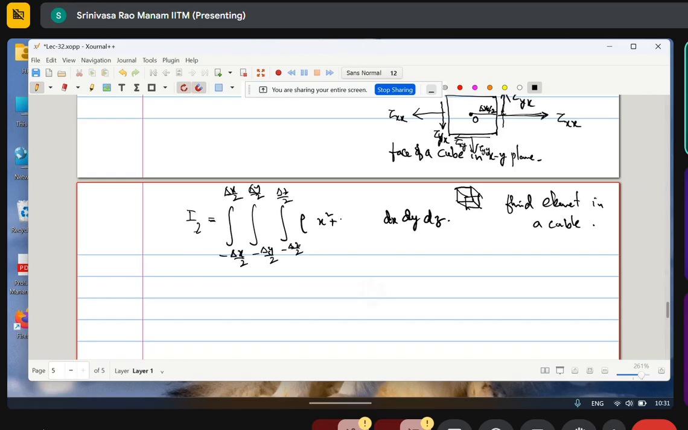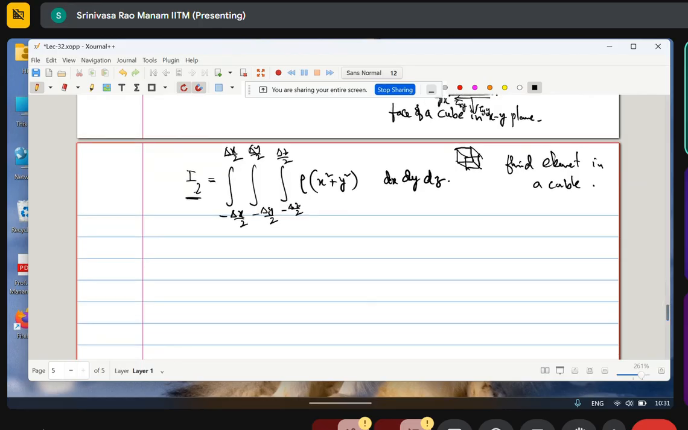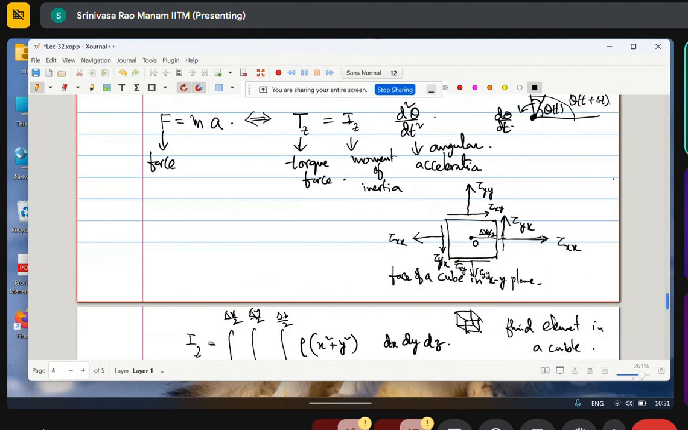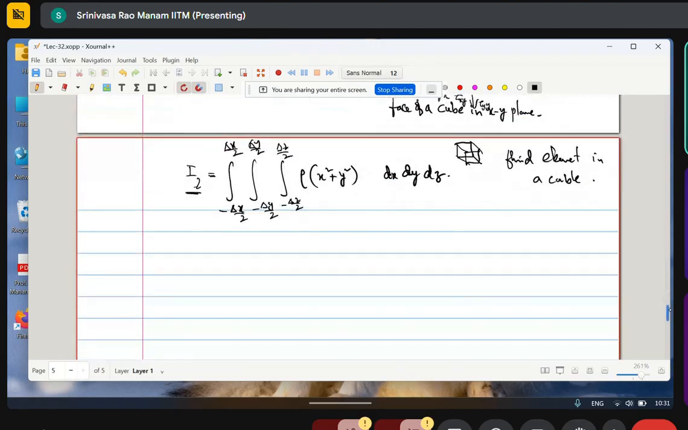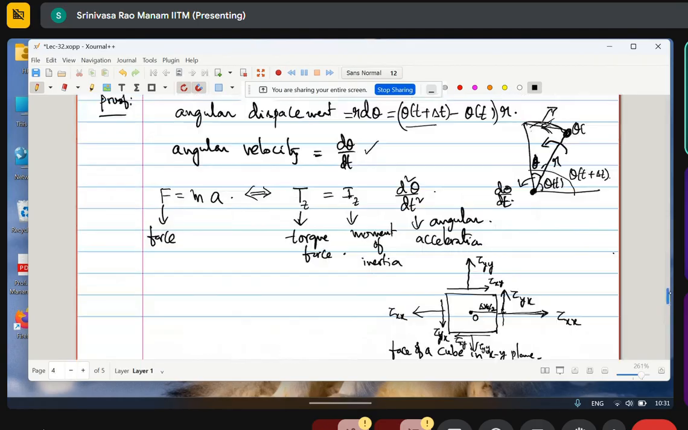X square plus only y square. Why is the reason? I'm only looking at the Iz component, right? It's only the Iz component. So that is basically only for this phase. Only the z component I'm doing now. So only in the xy plane. So the fluid element is in the full cube.